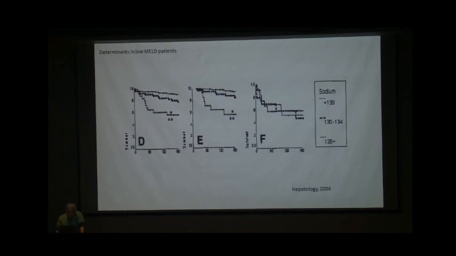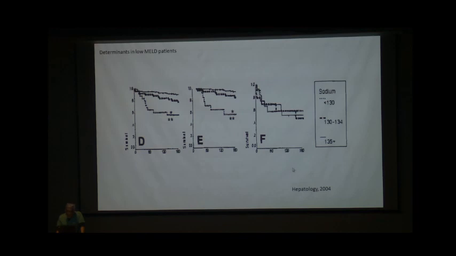So important is determining the low MELD patients, because even today more than 50% of the patients on the wait list have MELD score less than 20. So apart from MELD, there are some other factors which cause the early mortality in this group of patients, and the most important is the sodium, as already discussed.